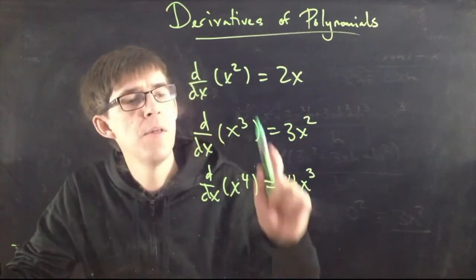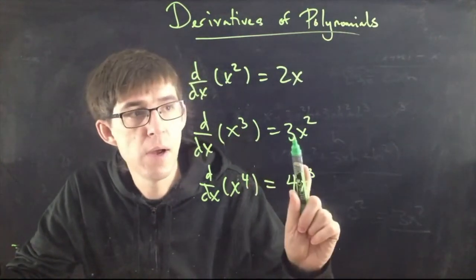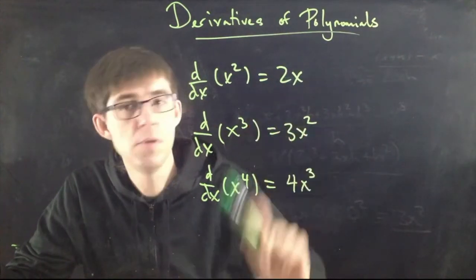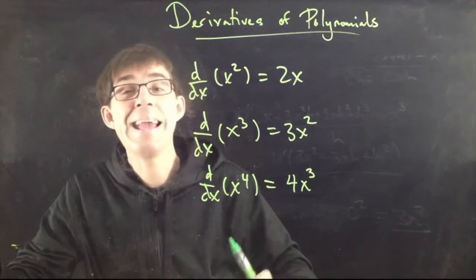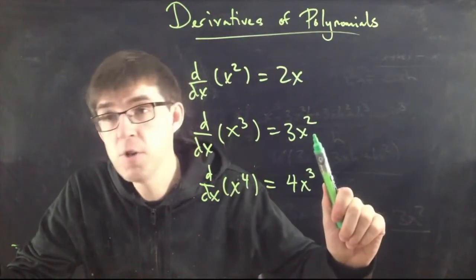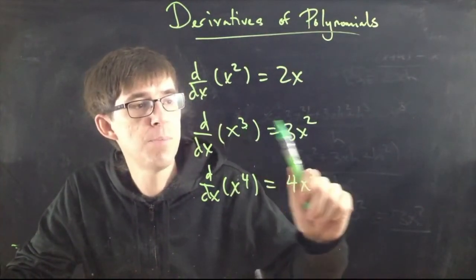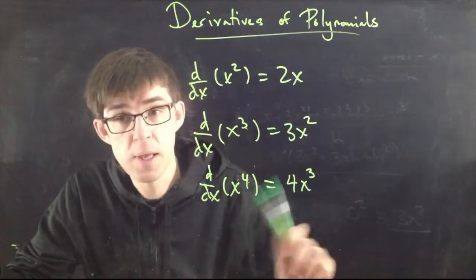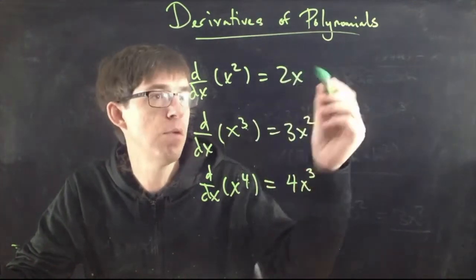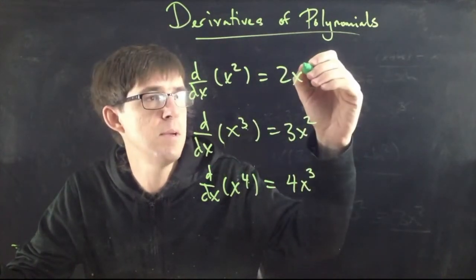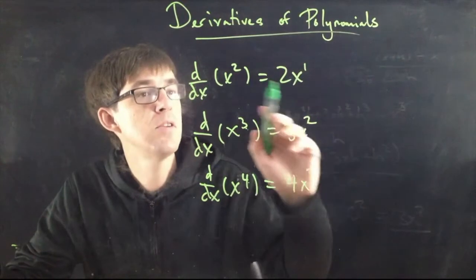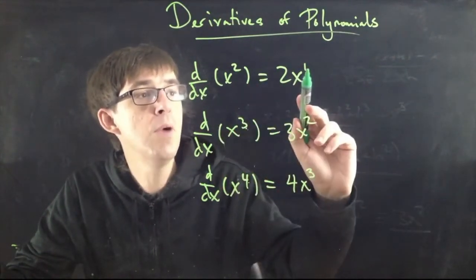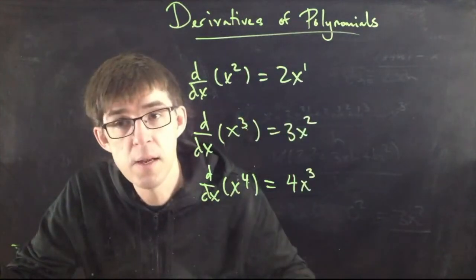The pattern is the exponent here turns into a coefficient in the answer. It happened there. It happened there. It also happened here, right? The 2 came down and became a 2 coefficient. And the new exponent in your answer is simply reduced by 1 from what it used to be. So this 3 became a 2. This 4 exponent became a 3. And even here it works. Remember, 2x really means 2x to the 1, right? And so you can see again, the 2 up here, the exponent, becomes a coefficient. And then the new exponent is just 1 less than what it used to be.